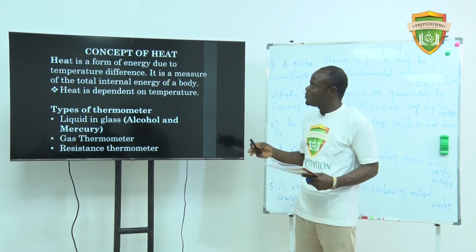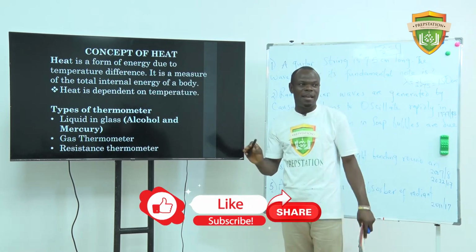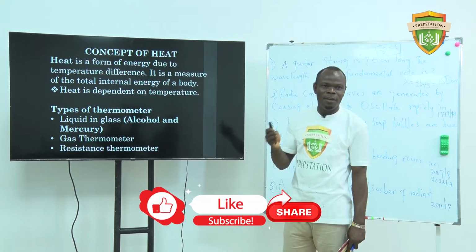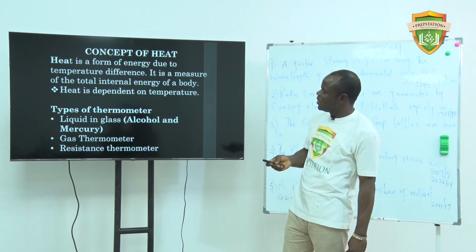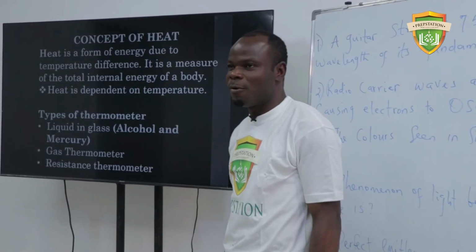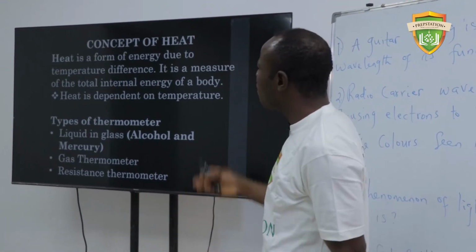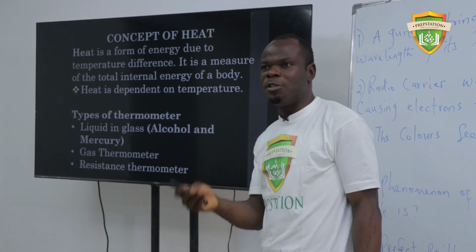I'll be taking you on the concept of heat. We said before now that physics is divided into 4 parts. We have heat, we have the concept of magnets, we have electricity, and we have that of optics. We are taking optics already together with wind. So what is heat? Heat is a form of energy due to temperature difference.